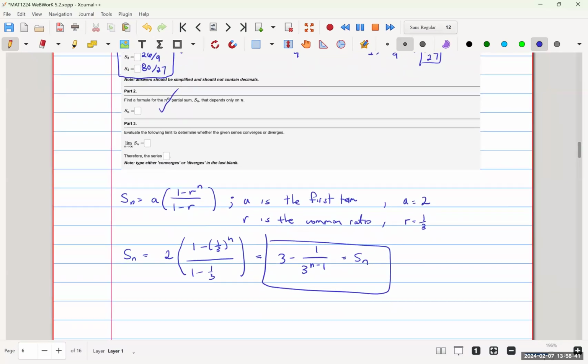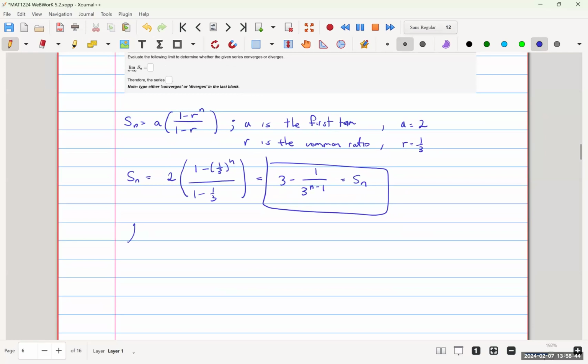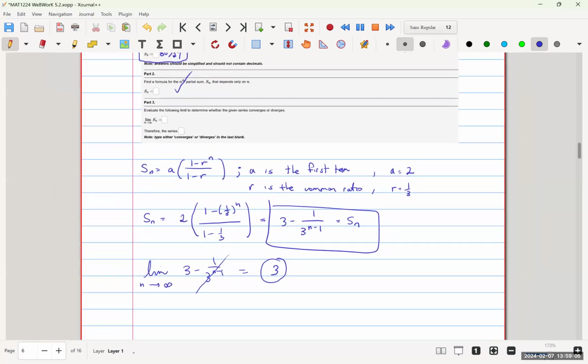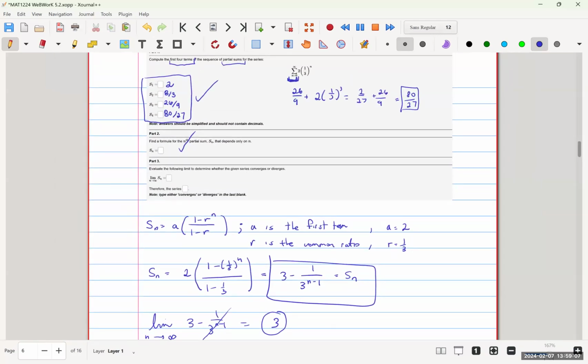And now part 3, as n approaches infinity for this series, this denominator is going to be so large with infinity here, so that is just going to go to 0. So this is going to cancel out, and our limit is just going to be 3. And since it converges to a number, that means our series does converge. Perfect. And that is all the parts.